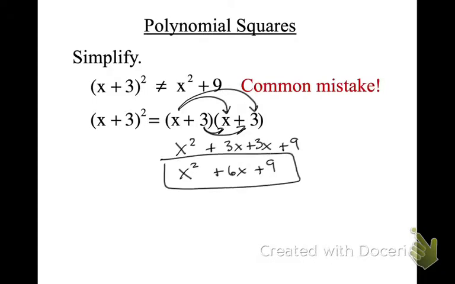So, we've multiplied two binomials together, and we get a trinomial. Okay? So just be careful, because we don't distribute exponents like this. Doesn't work. Not the right way. What this means is that the binomial is squared. The parentheses are squared.